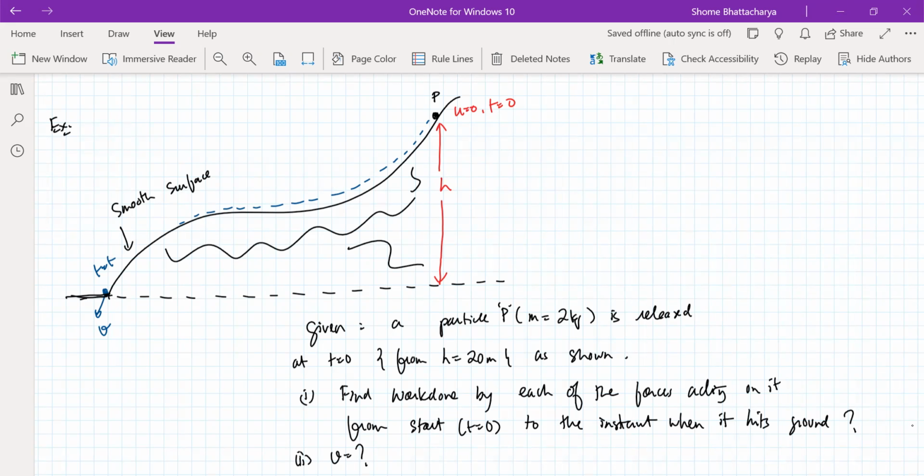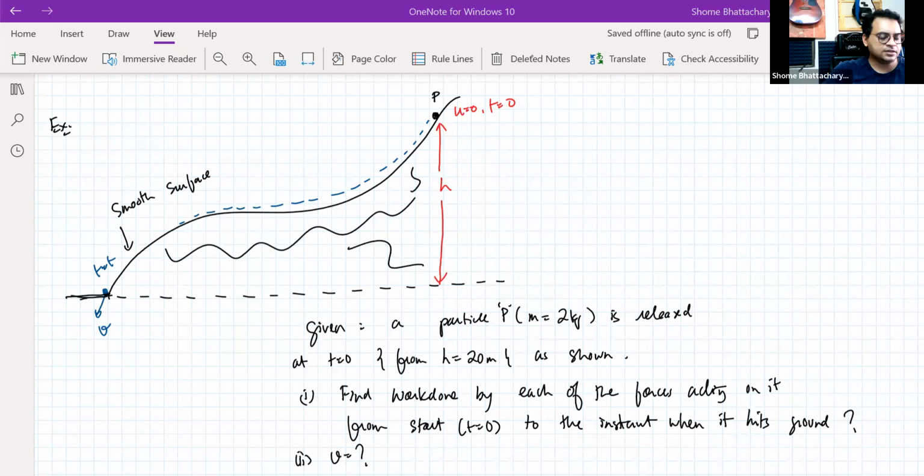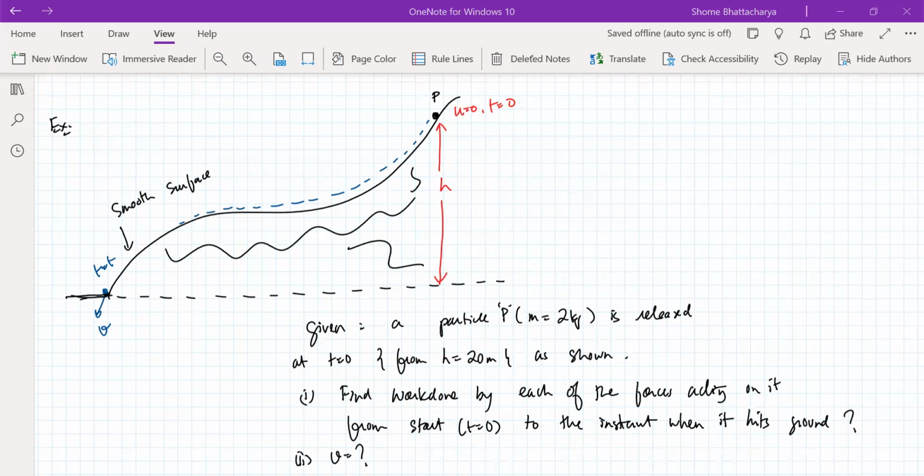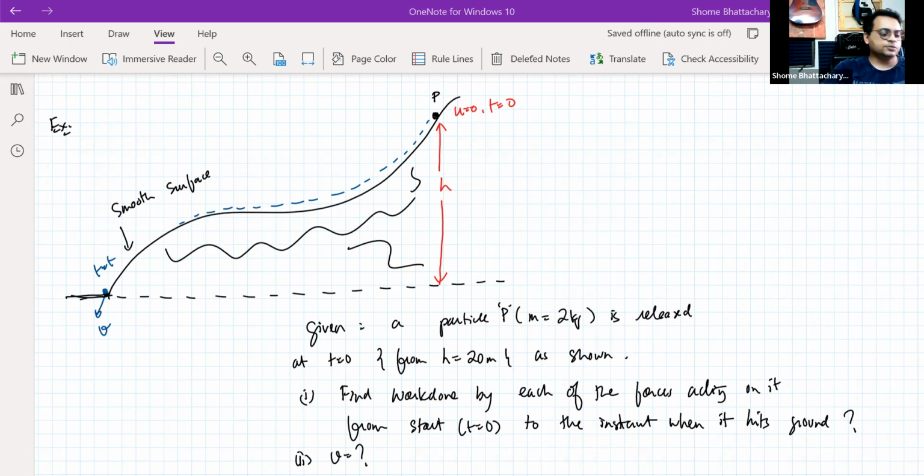Sorry, here we will have to integrate, no? Now think about it carefully. Do you need to integrate? So which forces are we talking about when we say find the work done by each of the forces? How many forces are acting on the body? Two. Which are those two? Gravity and normal reaction force. Okay.